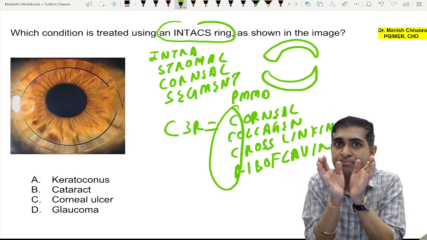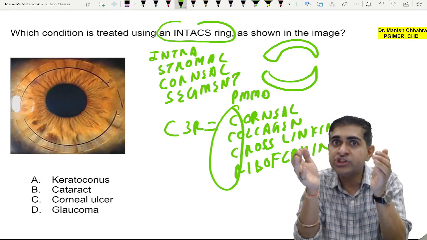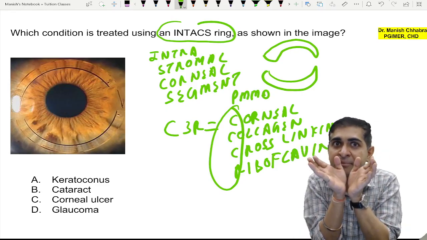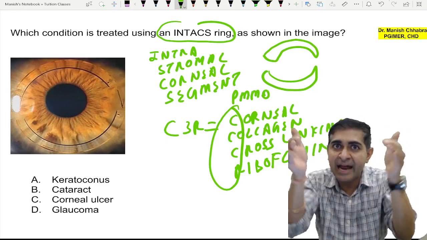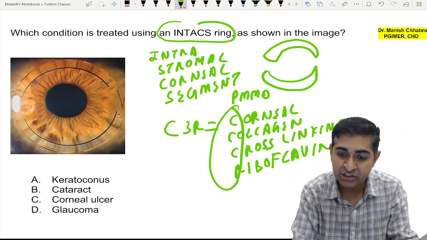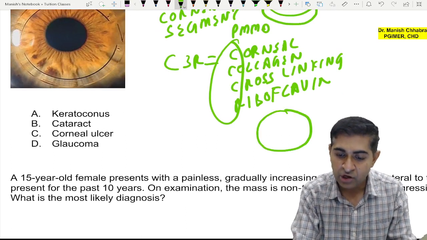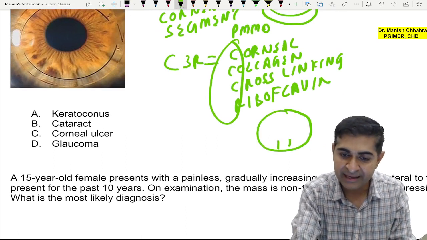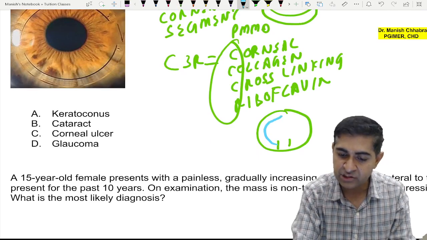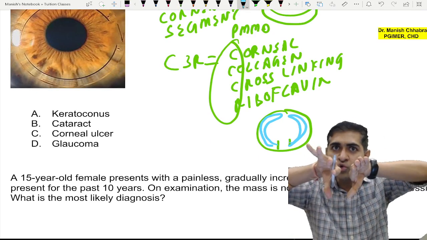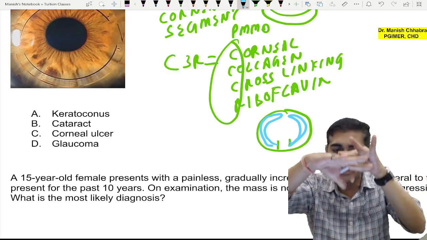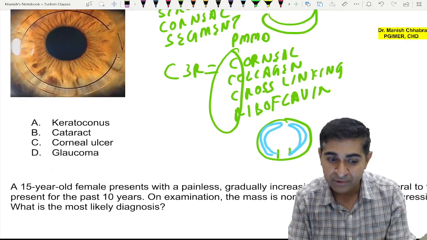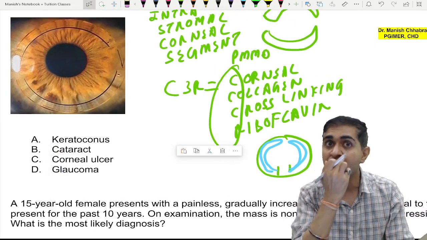Intacts are half moon-shaped or semicircular PMMA rings that you put at the periphery. You give an incision in the cornea and place the semicircular PMMA intacts at the periphery. They pull the cornea at the periphery such that the cone of the keratoconus will go down. So that is the role of intacts.